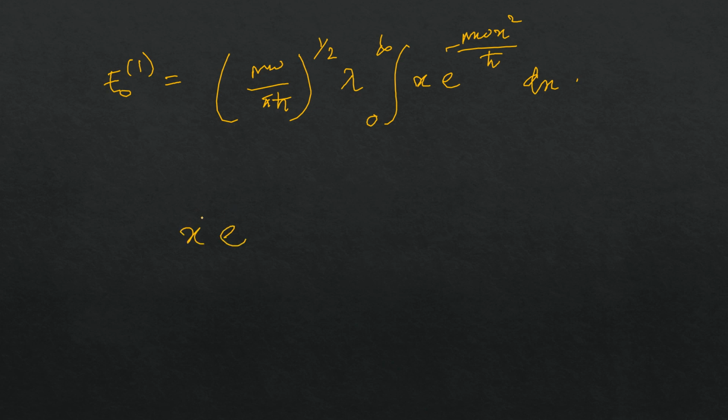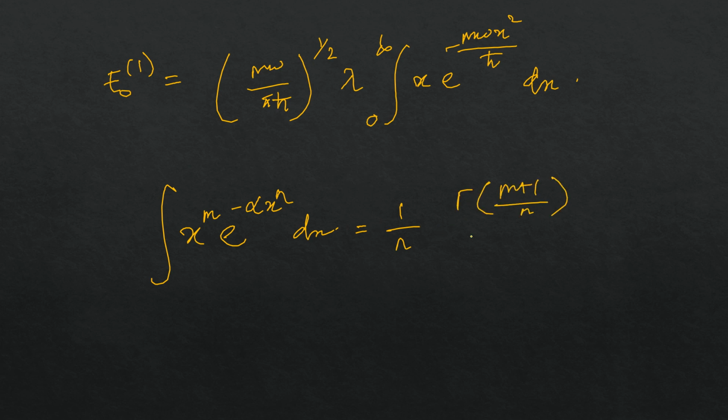the integral of x to the power m e to the power minus alpha x to the power n dx is how much? 1 by n gamma of (m plus 1) by n divided by alpha to the power (m plus 1) by n. So here m is how much? m is 1, n is 2, alpha is your m omega by h squared.